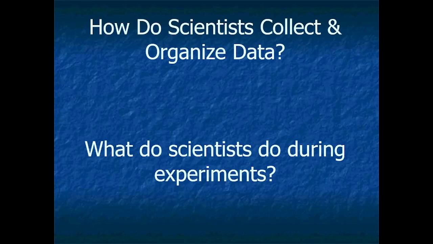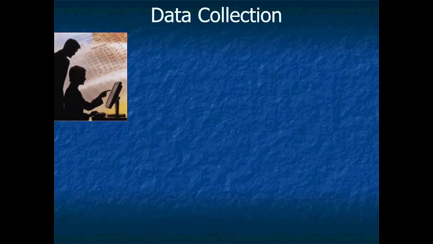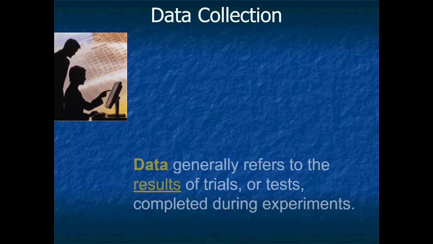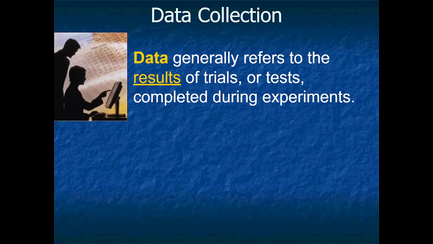So today we have day 4 of 5 with our scientific method. Today we're going to learn about how scientists collect and organize data. What do scientists do during experiments? They collect data. Data collection? Data generally refers to the results of trials or tests completed during experiments.